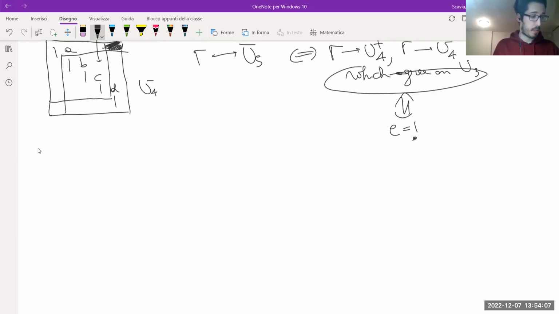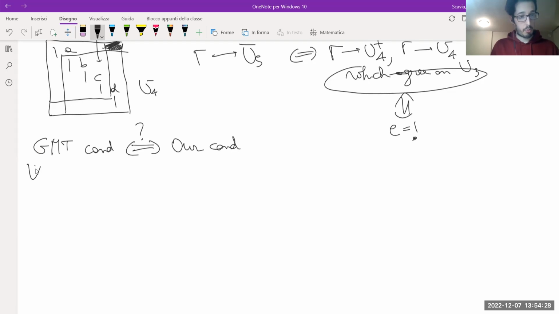So we would like to show that the G and T condition is equivalent to our condition. And if you can do this, then you prove Massey vanishing for n equals 4 and p equals 2. But we can only do it for A equals D.